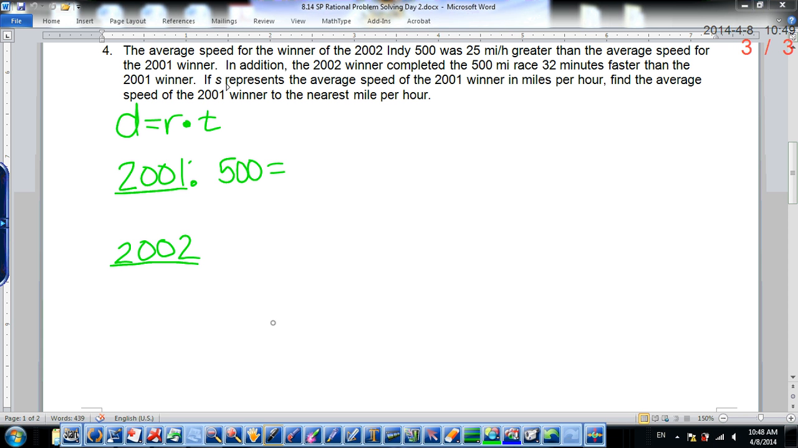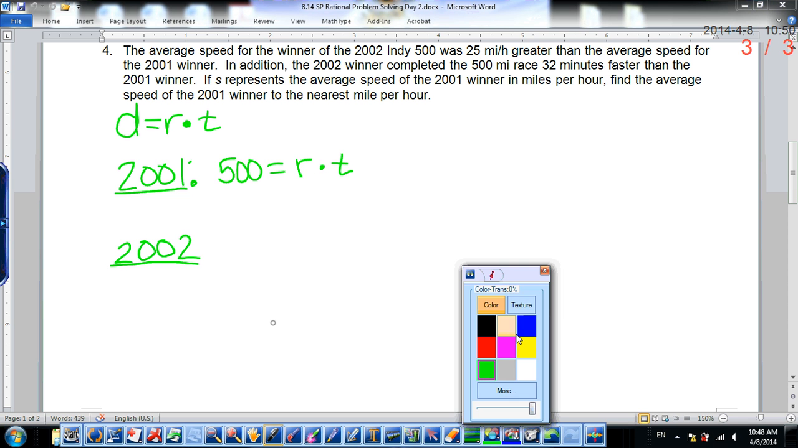They say to use S for the speed of 2001. I'm going to go ahead and use R if that's okay with you, because my S's and my 5's get confusing. Is that all right with you guys? So I'm going to use my rate times my time. Everyone okay with that? So I'm defining R and T as the 2001 rate and the 2001 time. Yes? Okay. Let's talk about 2002.